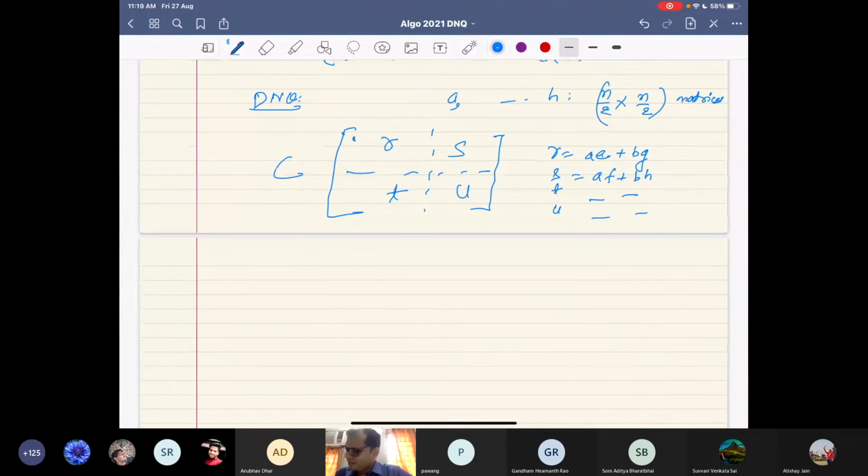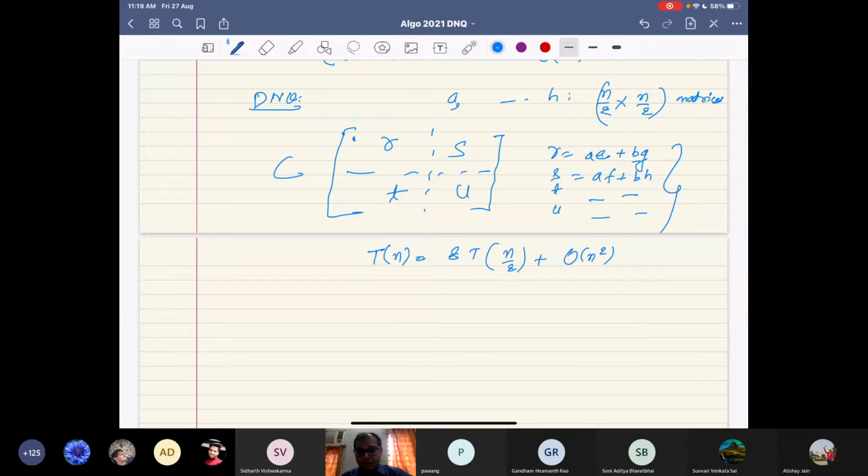So once we get these calculations, can you write the complexity? Recurrence? What will be the recurrence? 8 times T of n by 2 plus, you have to do some additions, right? What is the time complexity you will take in additions? N square, because you are doing n square by 4 terms multiple times, this is all order n square.